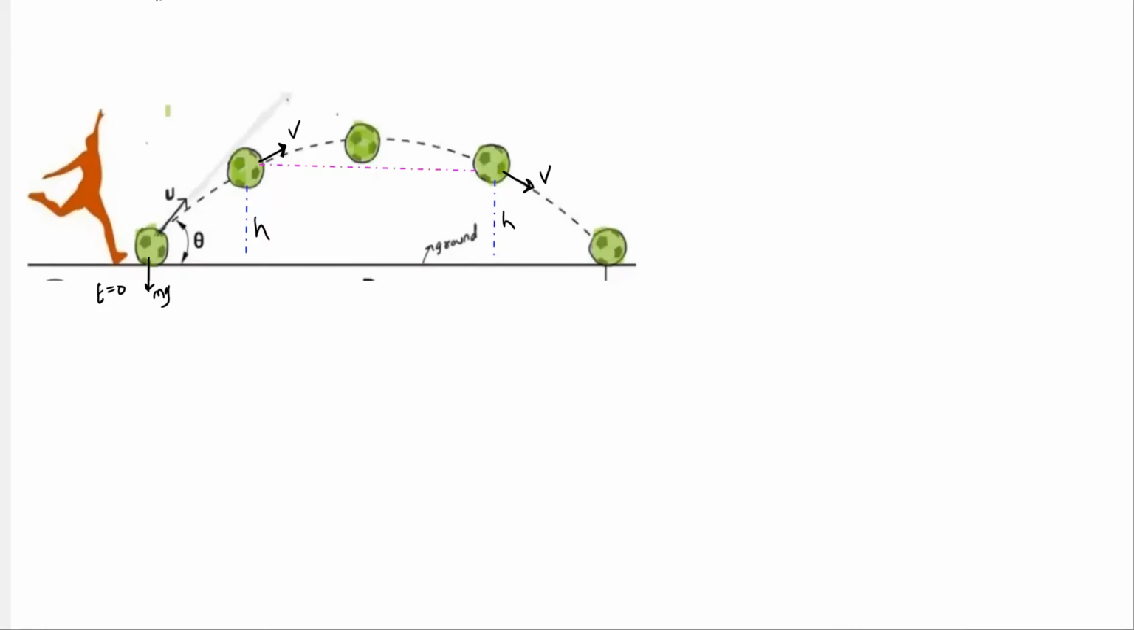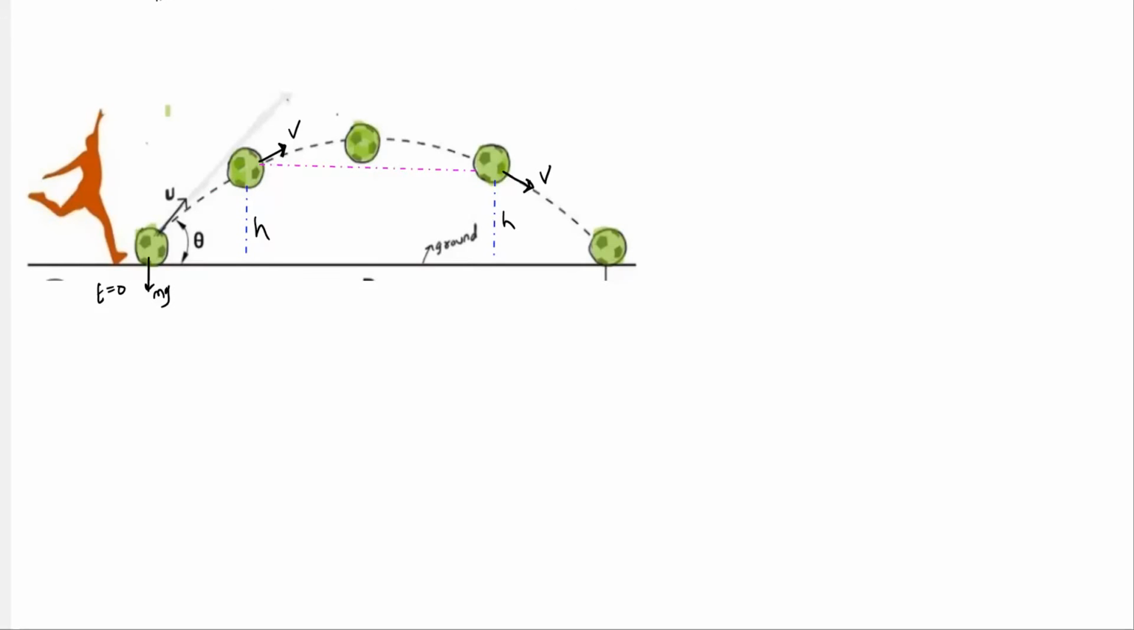The same projectile motion, we have one more. Once again, this person will kick the ball and it will impart a velocity u, and because of the weight and the velocity, it will move in a parabolic path. When it is moving in a parabolic path, at one instant you can see the ball is at the same height at two different instants of time.